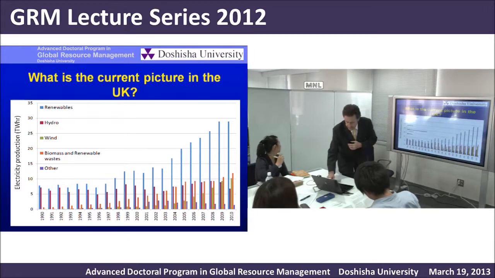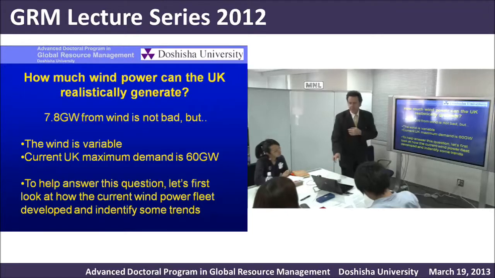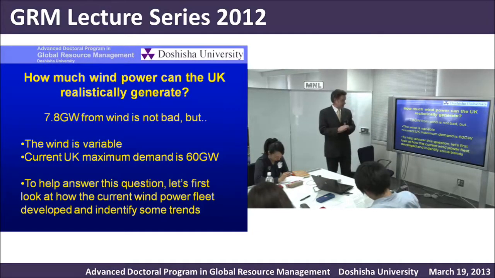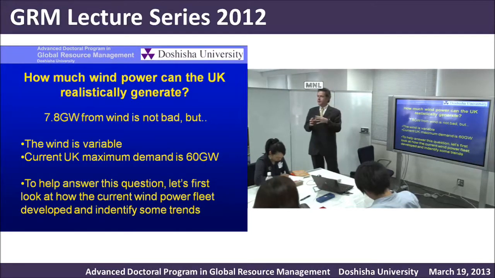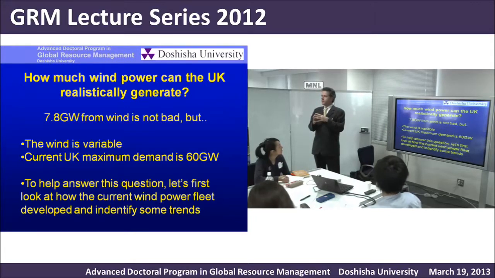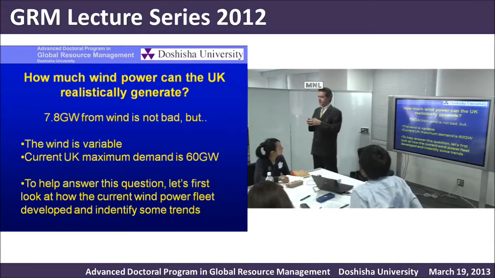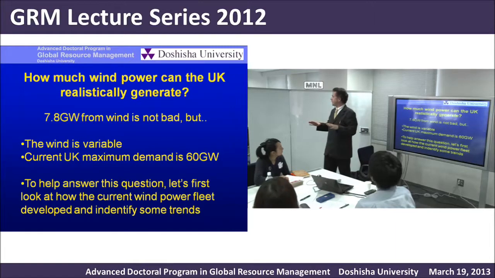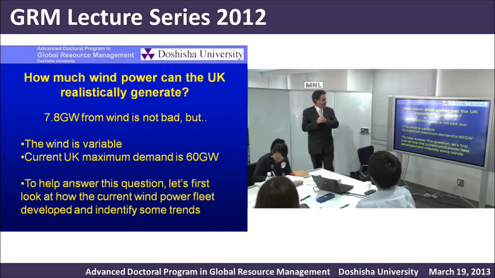It's increasing. So, 7.8 gigawatts from wind is not bad, but there are problems. The wind is variable. Everyone who talks about wind power who doesn't know anything about wind or electricity will always say, yes, but we have days when the wind is not blowing and we will have no electricity, so we can't use wind. That's usually the simplistic response. But as we'll see, it's not quite like that.